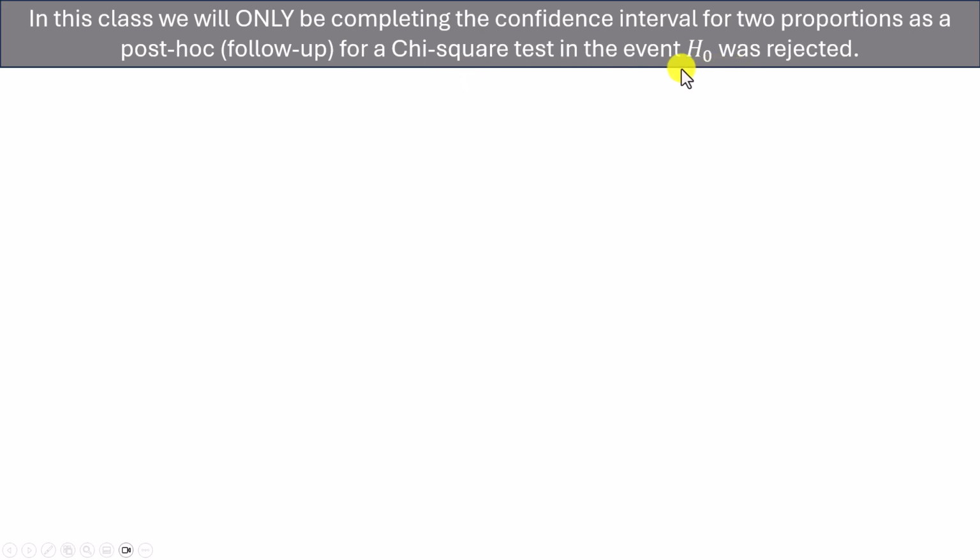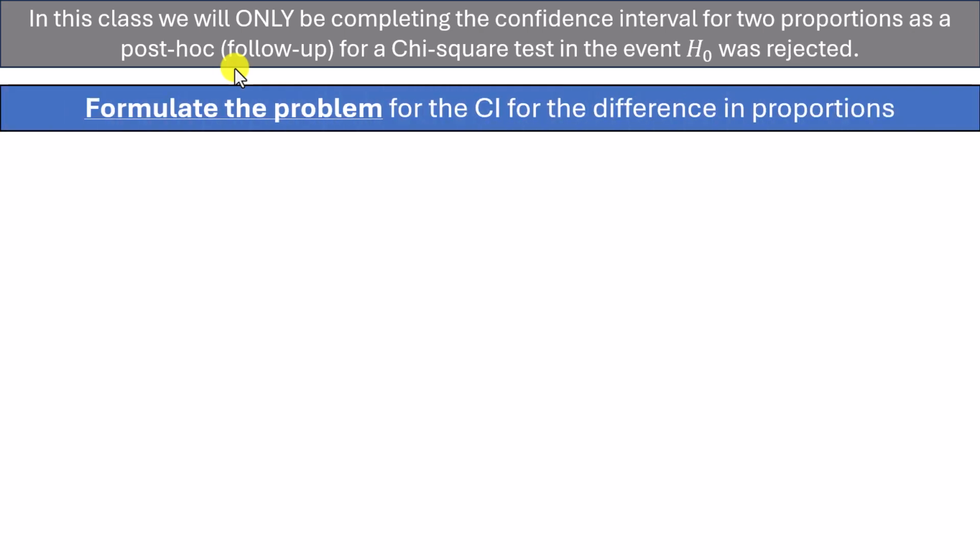So if we reject the null hypothesis and conclude that there is an association between the variables, we're going to be able to estimate how associated they are, what the difference is, based on this confidence interval, right? And we're going to be using the FRED technique that we've used many different times here. So first, we're going to formulate the problem for the confidence interval and the difference in proportions.